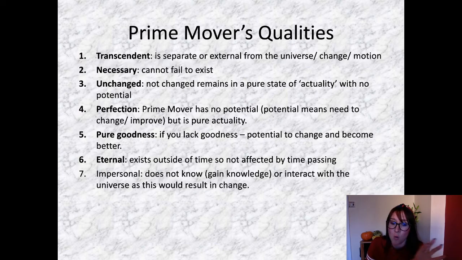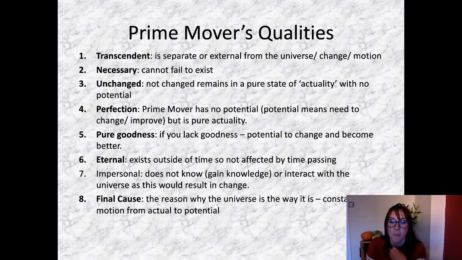Impersonal, it doesn't know about us, it doesn't gain knowledge, it doesn't interact, it cannot care less about this existence, it doesn't know what it's doing, it's only aware of itself. And finally, it is the final cause. It's the reason why the universe is the way it is. We're in constant motion from actual to potential and back to actual again. And so this constant cycle is because of the prime mover. It's the reason why it is here. It's its cause and its purpose.